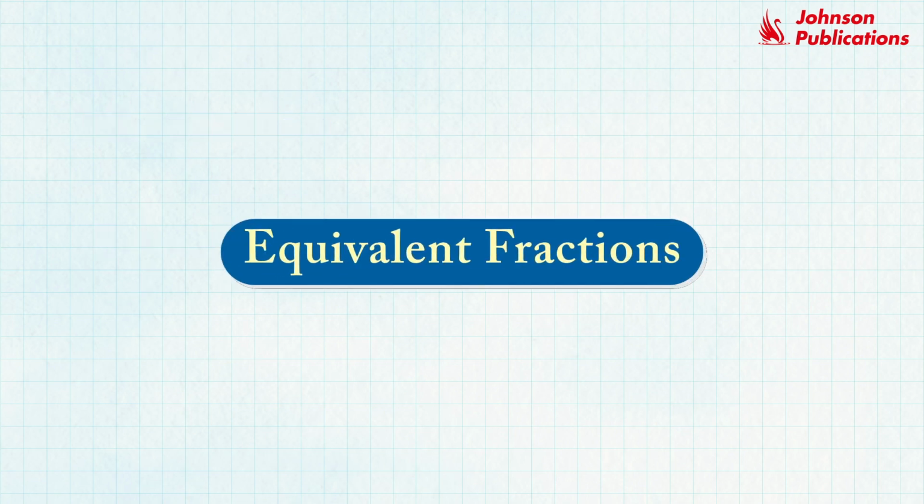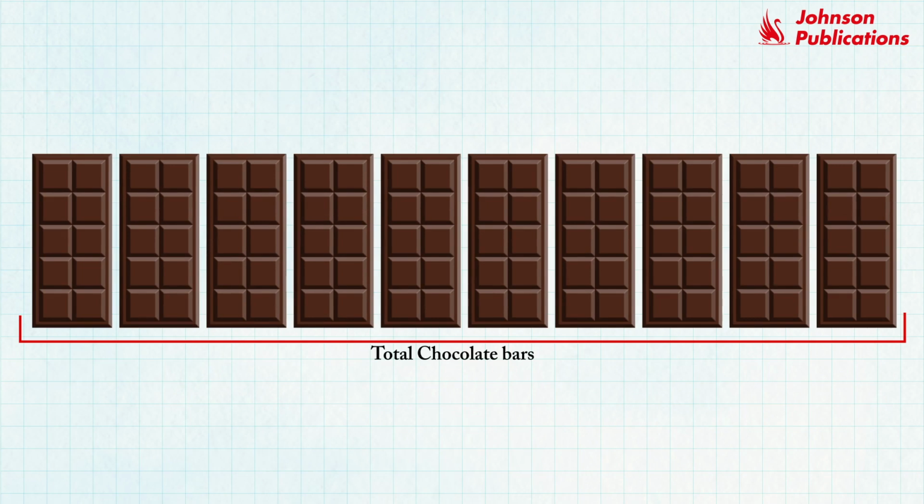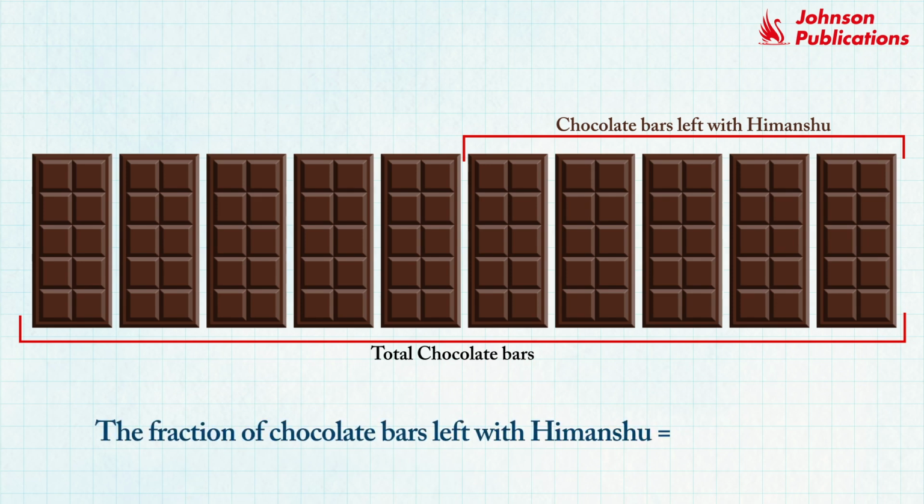Let us learn about equivalent fractions. Himanshu has 10 chocolate bars and each chocolate bar has 10 blocks. Case 1. He distributes 5 chocolate bars among his 5 friends, so each friend gets 1 chocolate bar. He is left with 5 chocolate bars. The fraction of chocolate bars left with Himanshu equals 5/10.